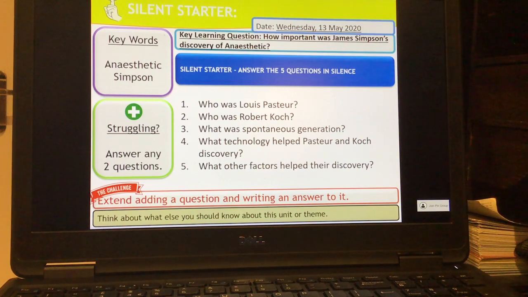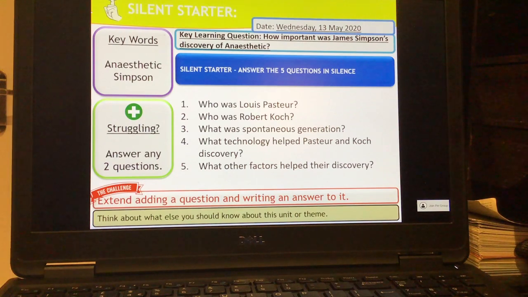and his part in the development of anaesthetics. He had quite a big part, certainly in the UK, in developing anaesthetics. I suppose the first question is we need to understand what an anaesthetic is, which we'll do shortly.